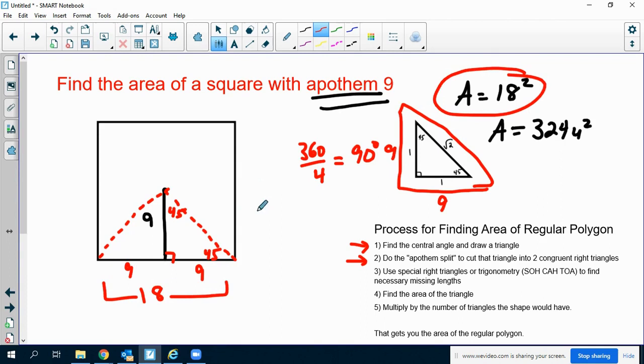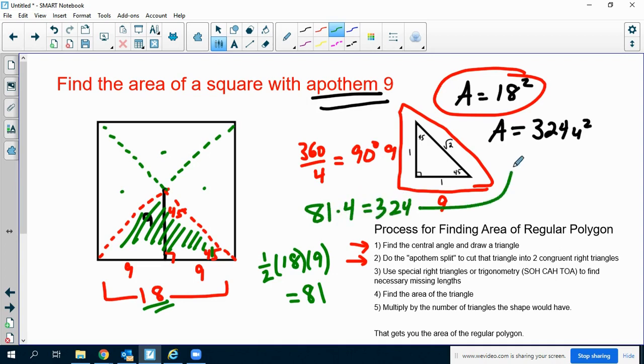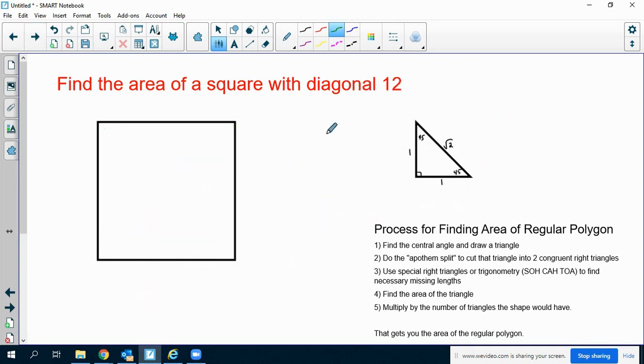Let's say I forget that I'm even doing a square, though. I can still find the area of this triangle and then multiply it by the number of triangles there would be in the picture, and there would be 4. So let's do that. 1/2 times the base, which is 18, times the height, which is 9. That gives me 81. And then there are 4 of them. So 81 times 4 is 324, which is what I got up there.